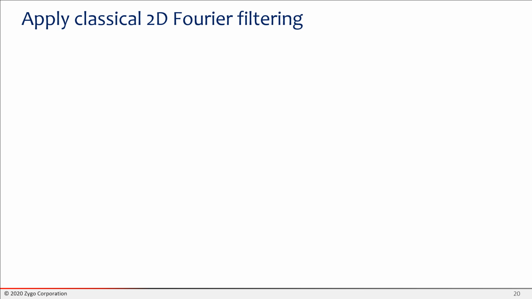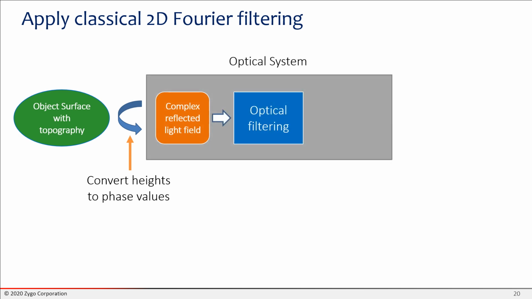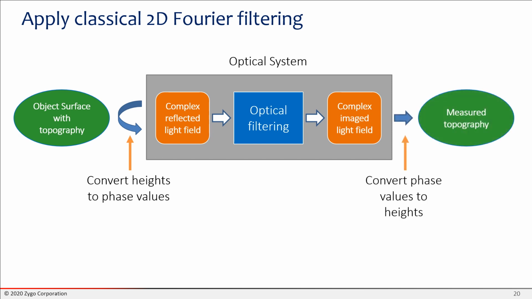The next step is where our Fourier optics comes in. We're going to take our part, we're going to shine light on it, and that will give us a complex reflected field. And then we're going to feed that into an optical system. And that optical system is going to apply some optical filtering that might attenuate or even distort the signal somewhat. Once that's done, we're going to look at the complex imaged light field that comes out the other side. And to get the surface topography, we have to interpret the phase values of that complex imaged light field, and that gives us the measured topography.